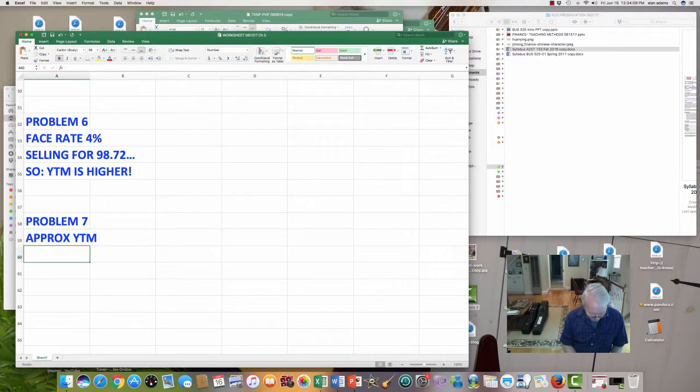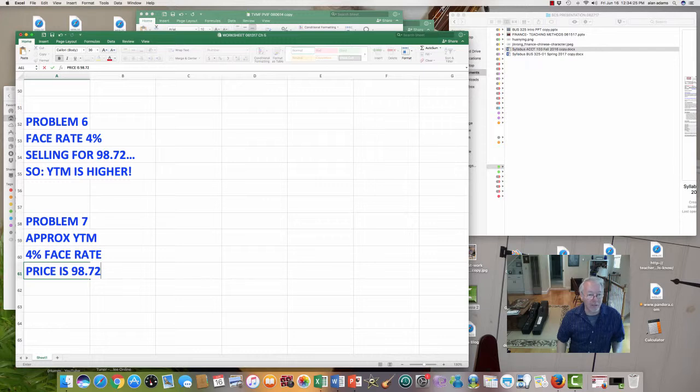On the same 4% bond, that's the face rate. What else do we need to know? We need to know the price that we pay. The price we said was $98.72.